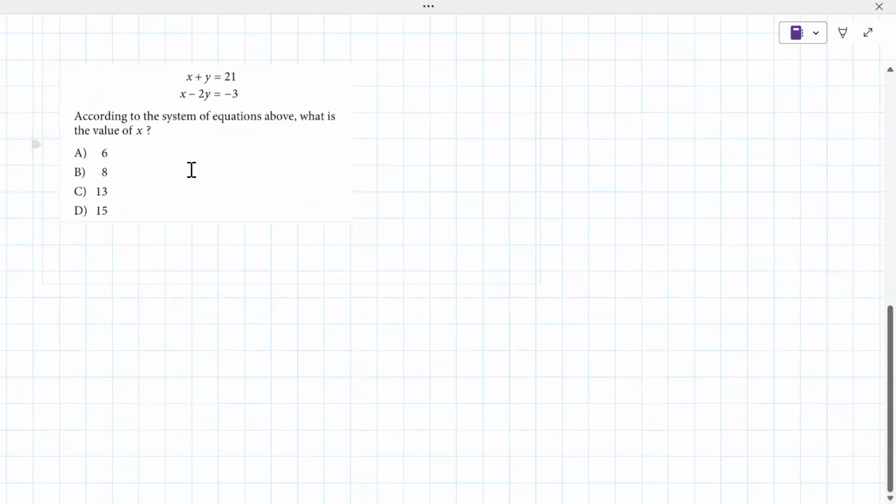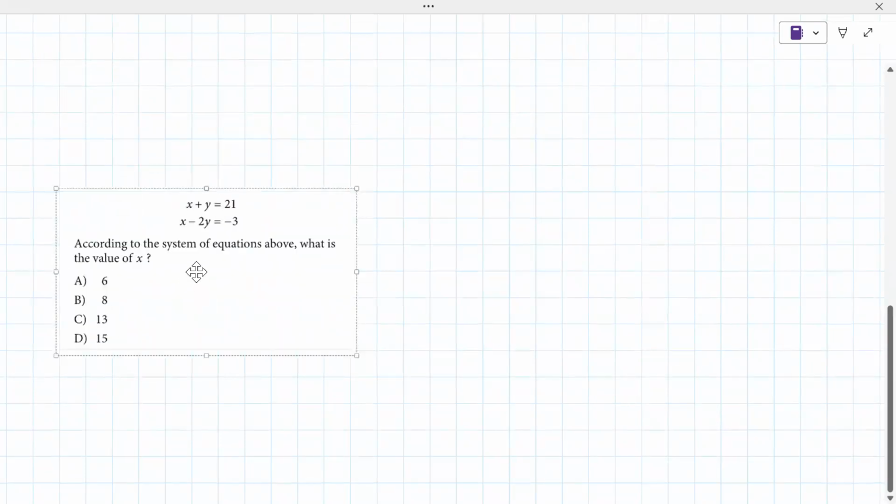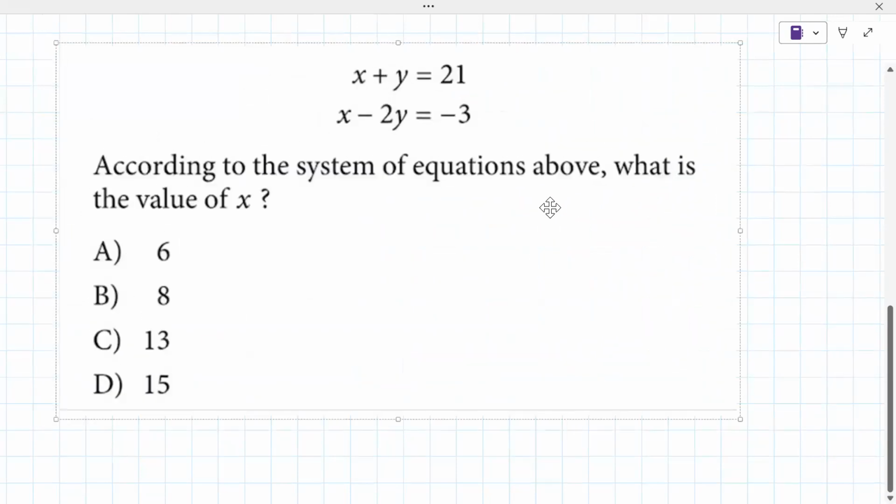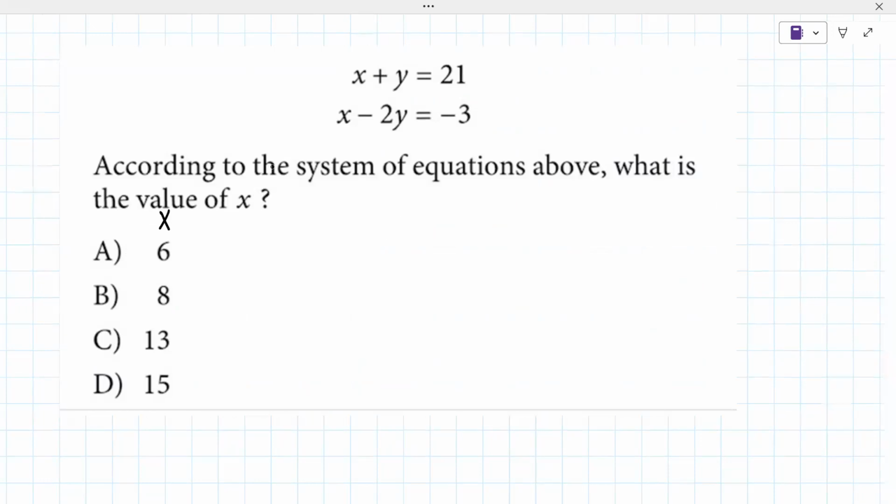So the idea here is that they're asking you for the value of X. So the table starts out by these are all the X values. And the Y values, you go to one equation or the other. So you pick whichever equation is easier. In this case, the first equation is easier. I think that's pretty reasonable.